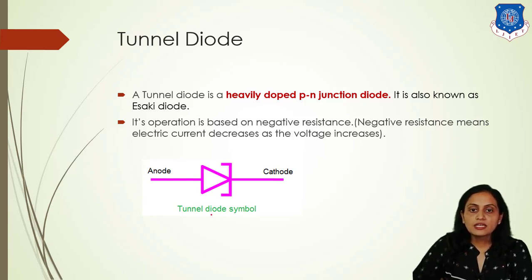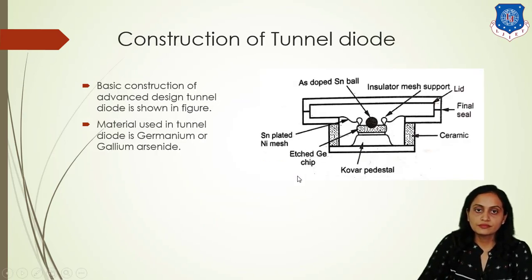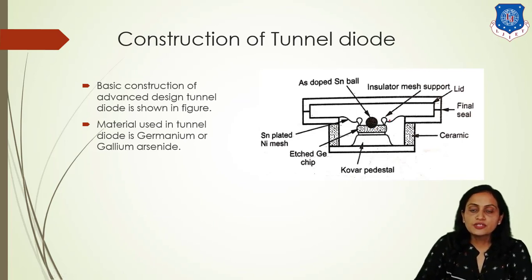This is a symbolic representation of the tunnel diode, and this is the anode terminal and this one is the cathode terminal. So this symbol is used to represent a tunnel diode in electronic circuitry. This is the construction of the tunnel diode.